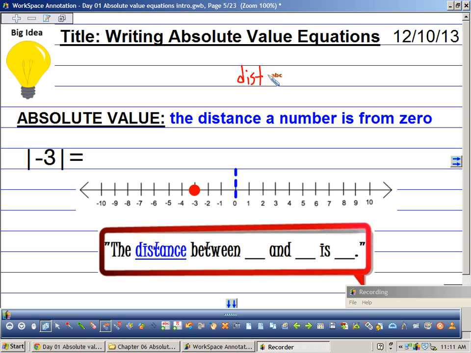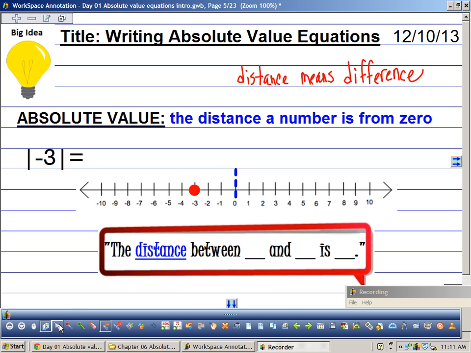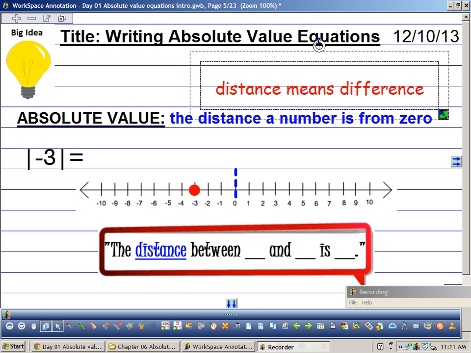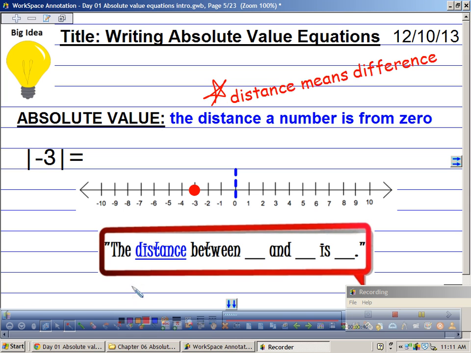Distance means difference. Very, very important. Distance means difference. How do we normally write difference? The negative sign, right? So each time we're talking about distance, we're talking about the difference between two places. Isn't that distance, the difference between two places?